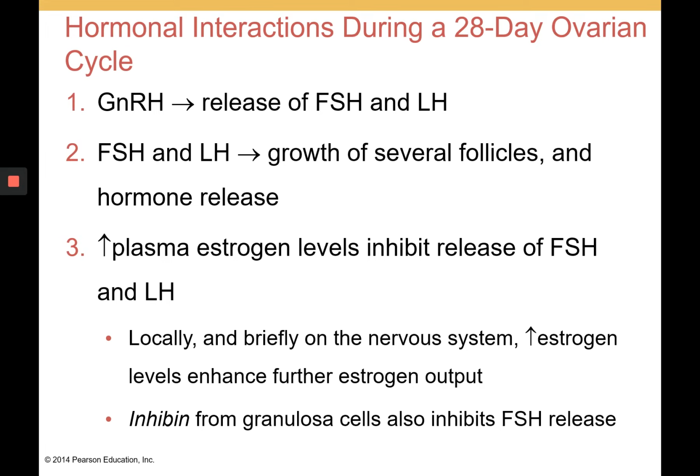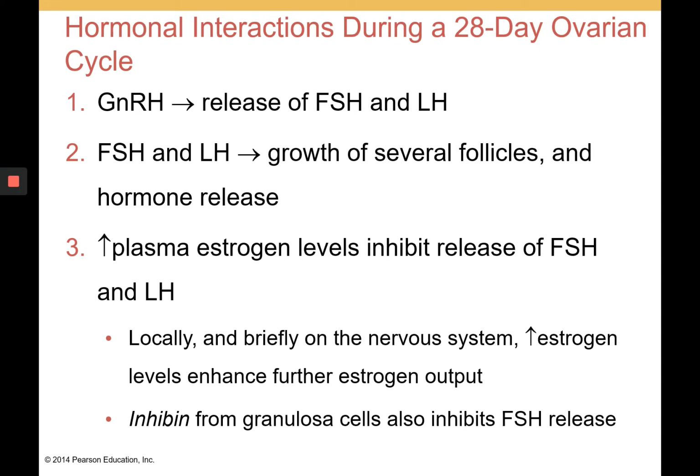So let's go through that again, the hormonal interactions during the 28-day ovarian cycle. Gonadotropin-releasing hormone is released from the hypothalamus. That causes the release of follicle-stimulating hormone and luteinizing hormone from the anterior pituitary. Those gonadotropins are going to cause the release of ovarian estrogen and progesterone, but they're going to act on the follicles.